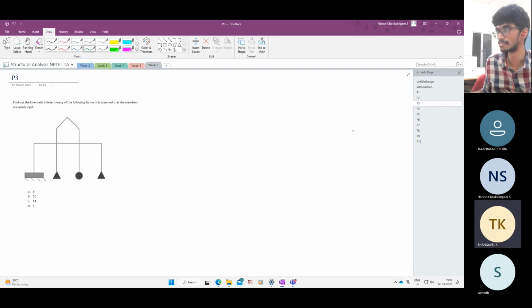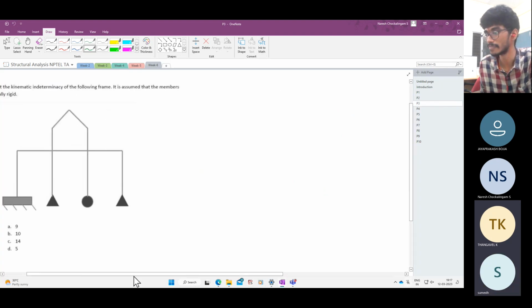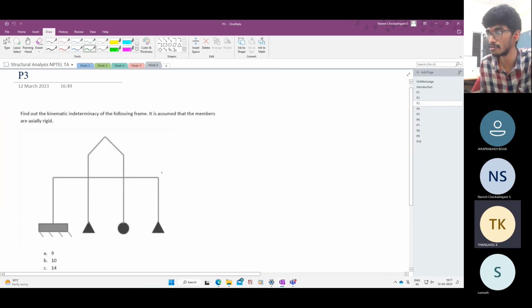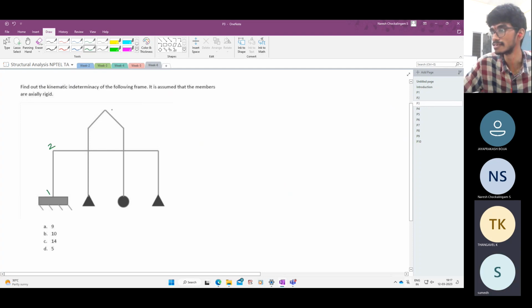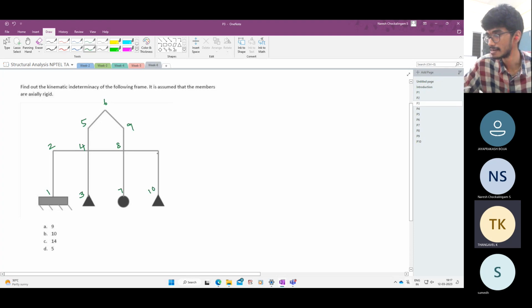So let's go to the next one. Determine the kinematic indeterminacy of this frame. If you look at it directly, you may get a wrong answer. Let us see. Let us mark the reactions. So totally, how many joints we have? It's a frame structure. 1, 2, 3, 4, 5, 6, 7, 8, 9, 10, 11.